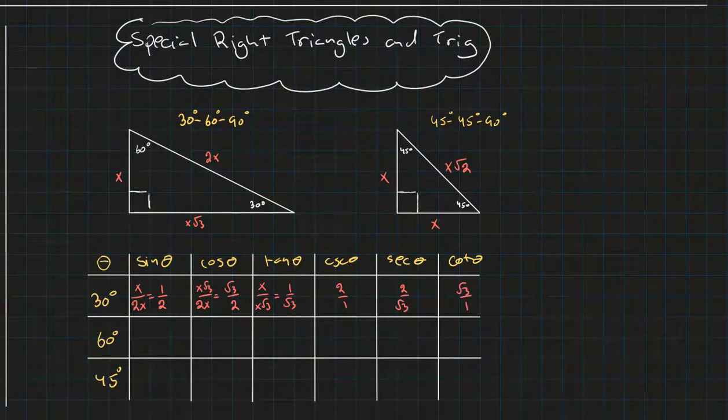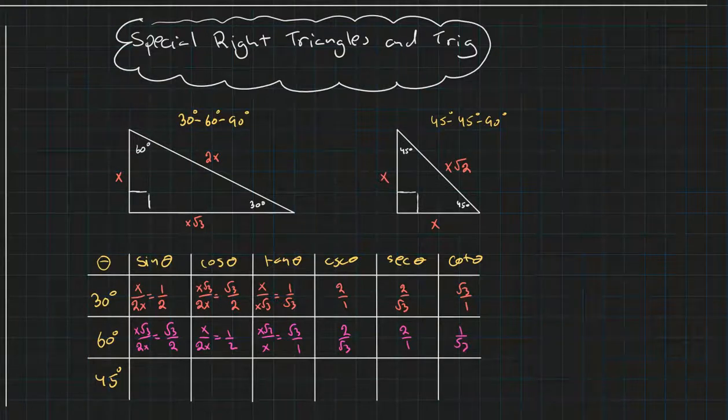All right, so let's take a look at 60. So what do we got for 60? Sine of 60 is going to be x root 3 over 2x, so root 3 over 2. Cosine of 60 is adjacent over hypotenuse, so 1/2. And then tangent, x root 3 over x, so that is just root 3 over 1. And then let's flip them to get the other remaining, 1 over root 3.